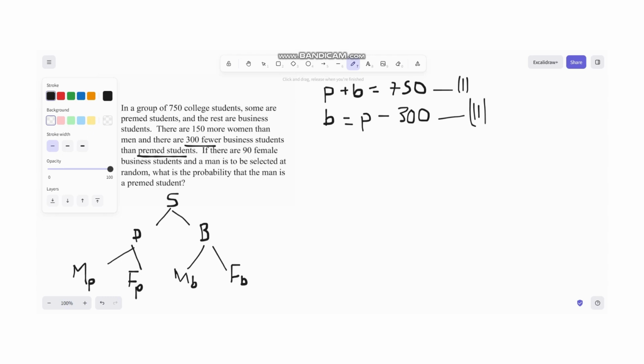And the next clue is that since only two genders are specified here, male and female, we can also conclude that the number of male students and the number of female students all together, okay, including both types of students, they also equal 750 logically. And let's say that's equation 3. Also we are given that there are 150 more women than men. That means number of female is 150 more than male, so 150 plus m, which is male.